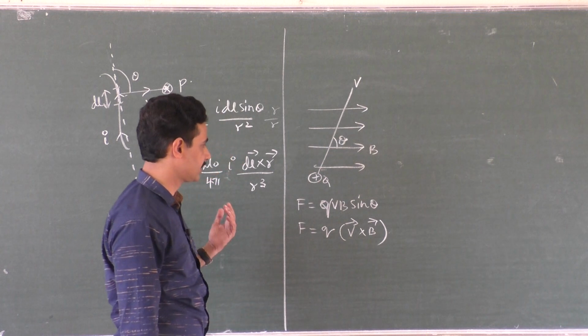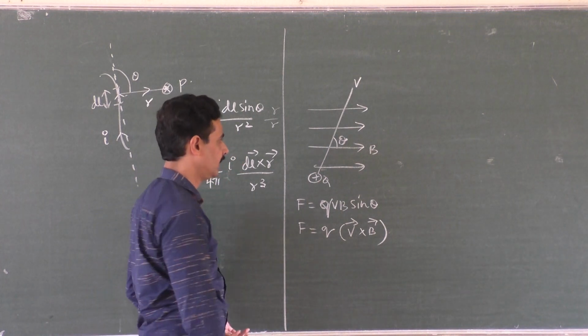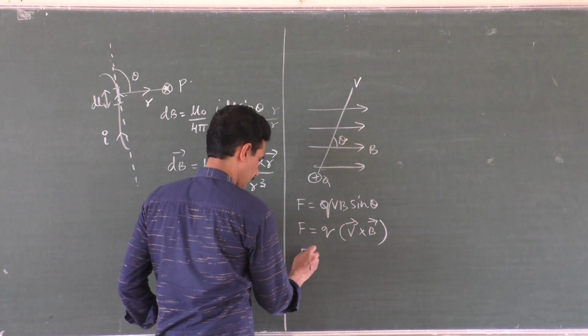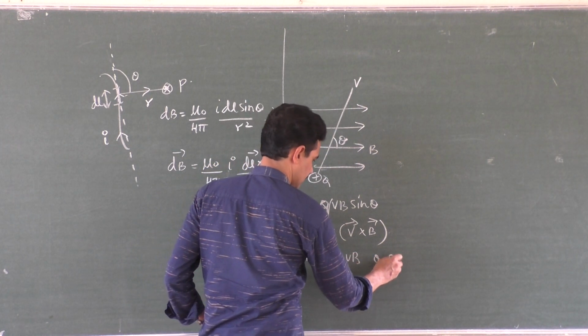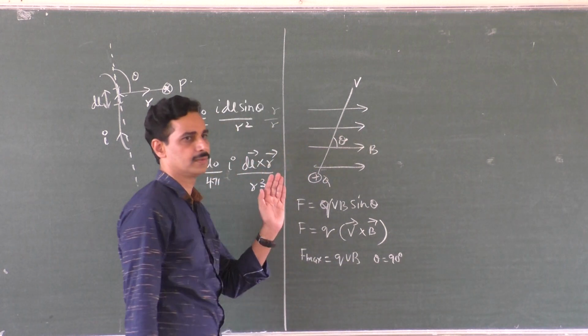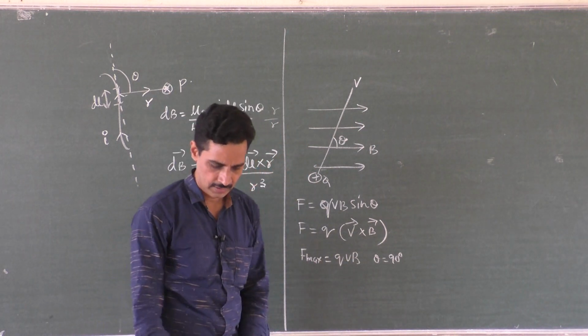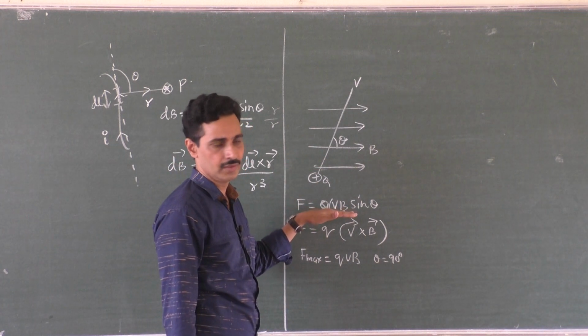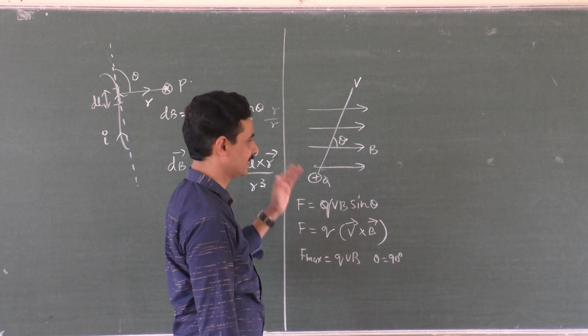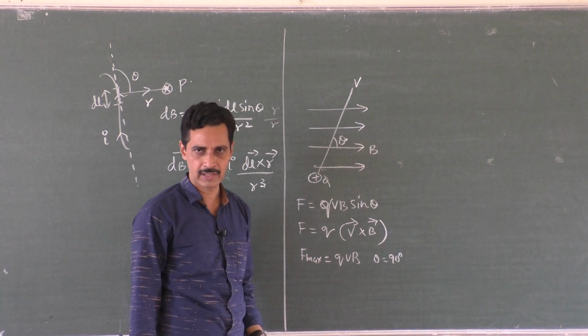And when will the charged particle experience maximum force? When it moves at 90 degrees. So F maximum is qvB when theta is 90 degrees. If a charged particle moves perpendicular to the magnetic field, it experiences maximum force. When the charged particle moves parallel to the magnetic field, it doesn't experience any force. And if a charged particle moves at some angle, of course the force will be neither maximum nor minimum.